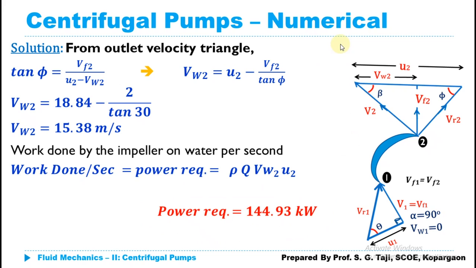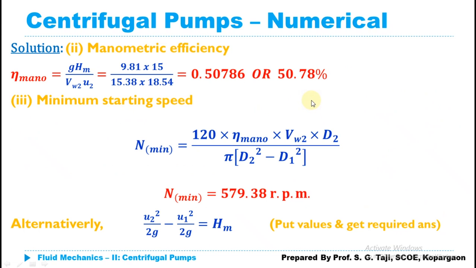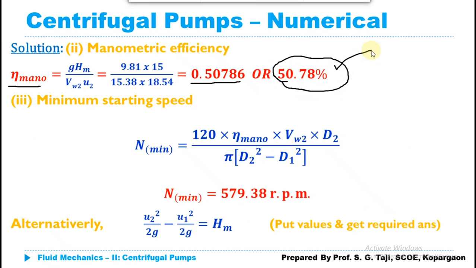Now next thing, they asked to calculate manometric efficiency, which is given by the expression g Hm, that is g multiplied by manometric head divided by Vw2 multiplied by U2. Now if you see here, Vw2 is already calculated, U2 is also calculated, Hm is already given in the numerical. Simply putting the values of those in the expression, we are directly getting the manometric efficiency as 0.50786, that is 50.78%. This is our required answer of the manometric efficiency.